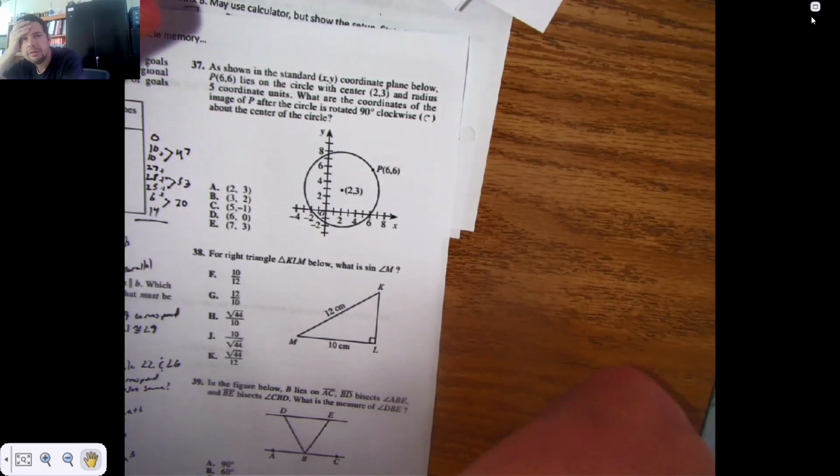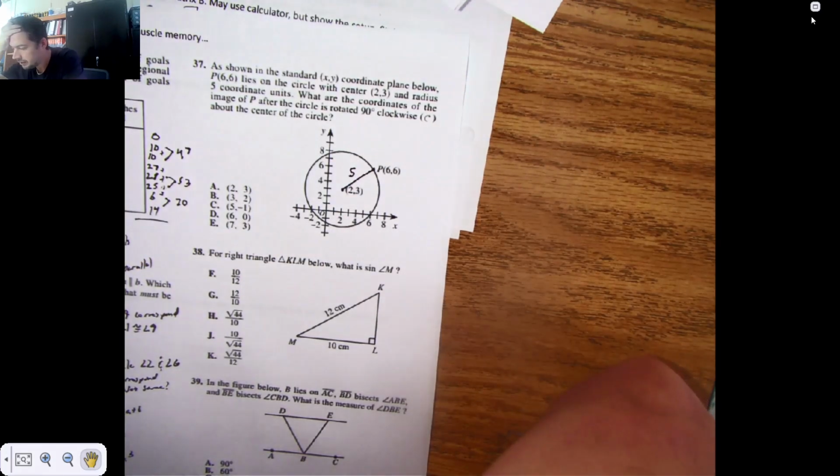Nothing too hard. Number 37, we have a circle. I don't think you have to write the equation of it. As shown in the standard xy coordinate plane below, the point P lies on a circle with a center at (2, 3) and radius of 5. That means from here to here is 5 units. What are the coordinates of the image of P after the circle is rotated 90 degrees clockwise?